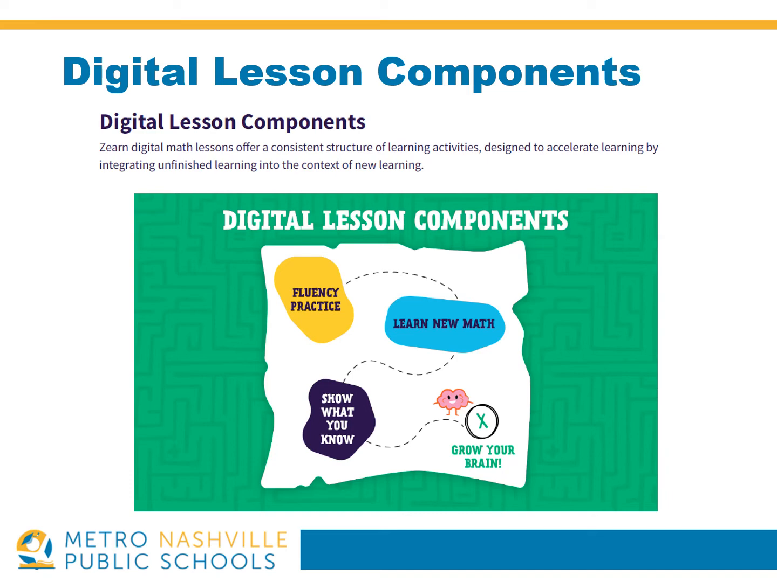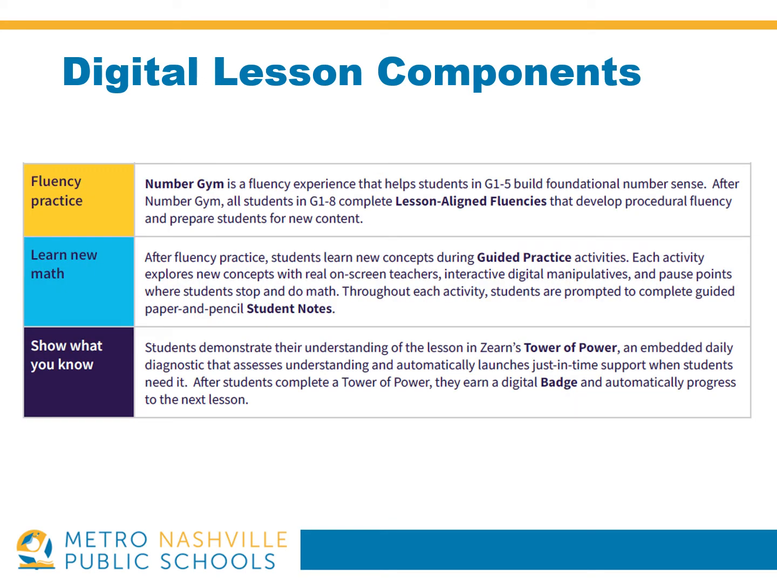Zearn digital math lessons offer a consistent structure of learning activities designed to accelerate learning by integrating unfinished learning into the context of new learning. Each digital lesson contains a fluency practice, an opportunity to learn new math, a show what you know portion, and a time to grow your brain. The fluency practice, or number gym, is a fluency experience that helps students in grades 1 through 5 build foundational number sense. After number gym, all students in grades 1 through 8 complete lesson-aligned fluencies that develop procedural fluency and prepare students for new content.